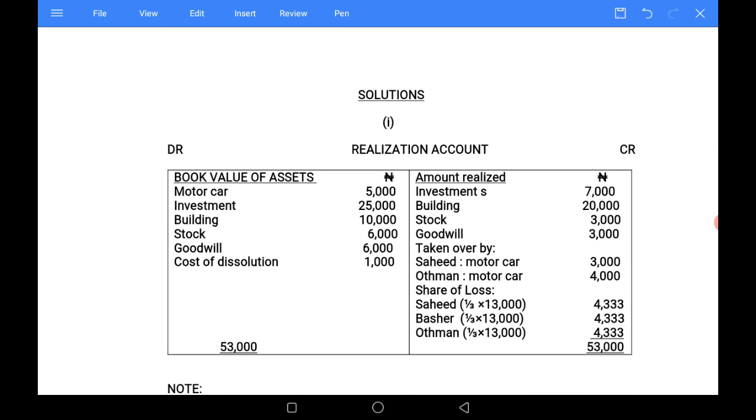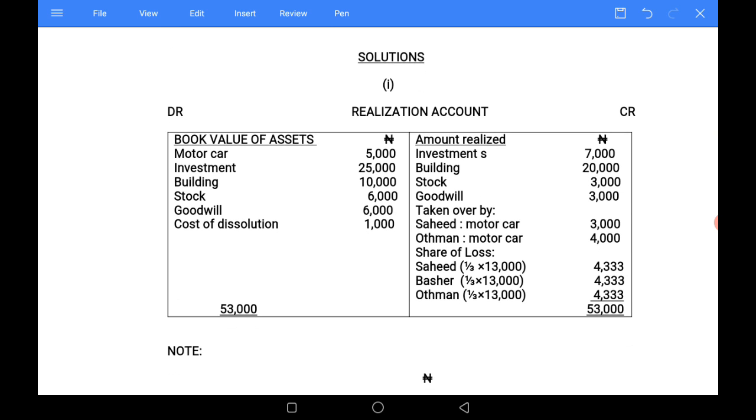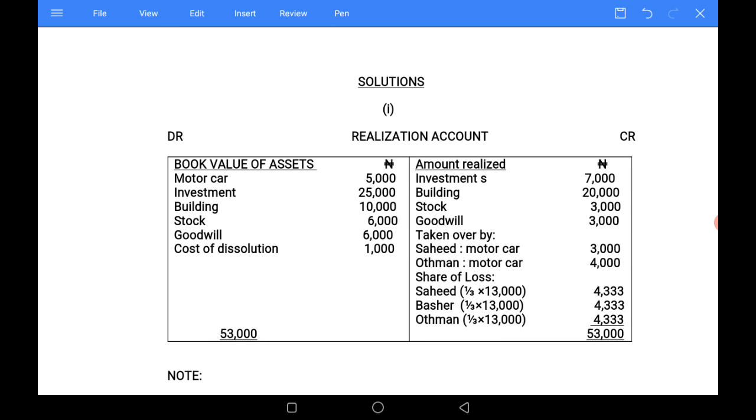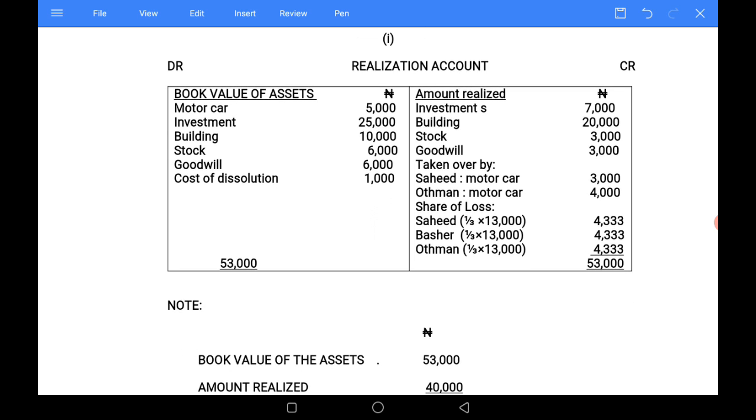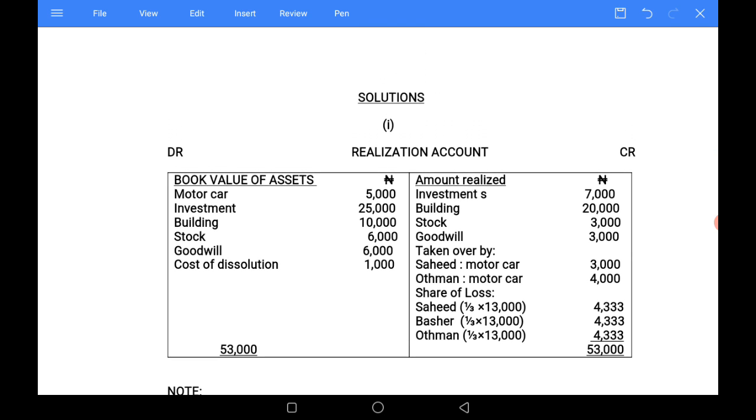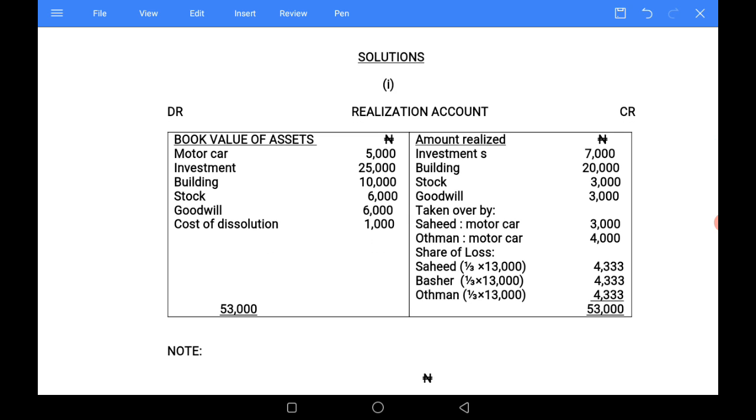Now to the solution. This is how to solve the question. Realization account. It follows the principle of double entry, where we have the book value of the assets debited and the amount realized credited. So the book value of the assets, we have motor car, which was valued at 5,000 naira, investment 25,000 naira, building 10,000 naira, stock 6,000 naira, and goodwill, which was valued at 6,000 naira. While the cost of dissolution, which is an expense, was also debited to the realization account, and it was 1,000 naira.